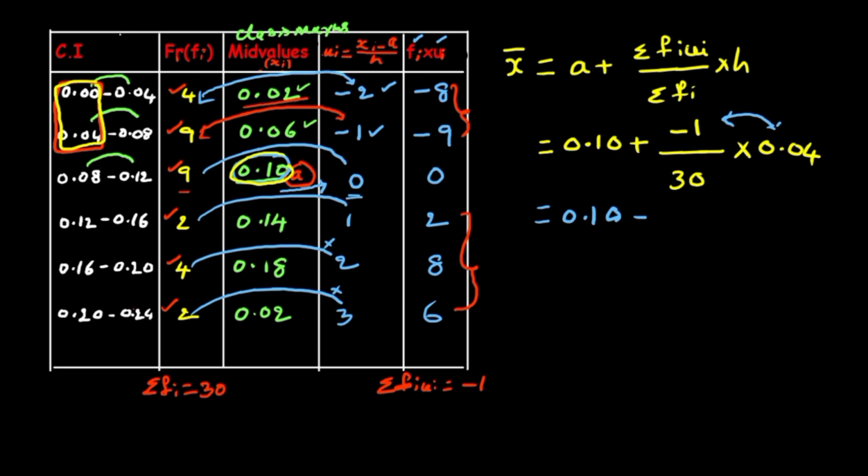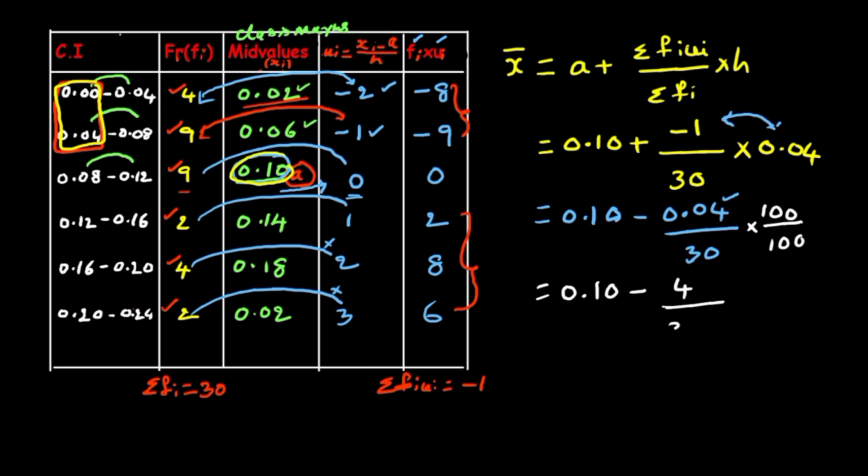Okay, so now minus 1 into 0.04, this 0.04 is divided by 30. You can observe here we have a decimal 0.04. To remove this decimal, I should multiply by 100 over 100. So what I will get in the next step is 0.10 minus this 0.04 into 100, which is 4, divided by 30 into 100, which is 3000.